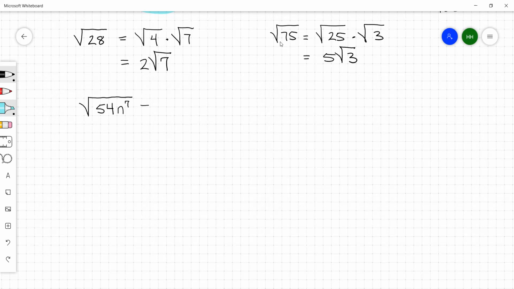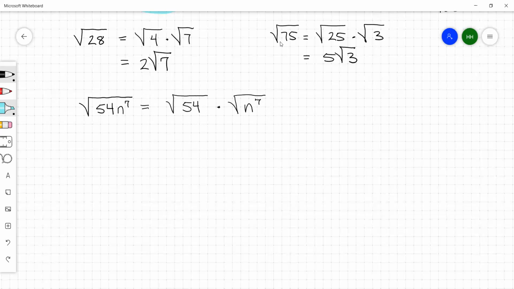The first thing you want to do when you're simplifying this is break it apart. Break apart the number and the variable with the exponent. So we got the square root of 54 times the square root of n to the 7th. Then, individually, simplify these radicals.